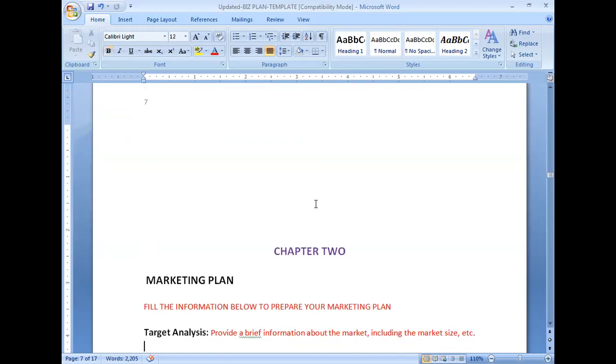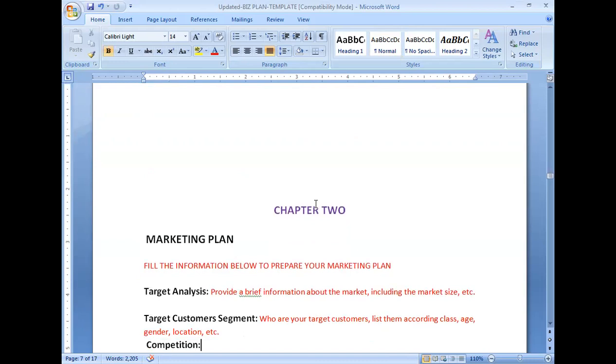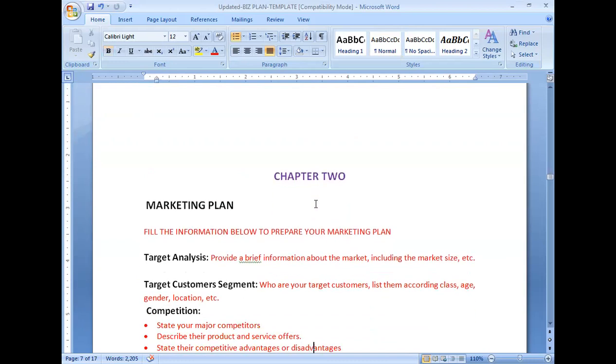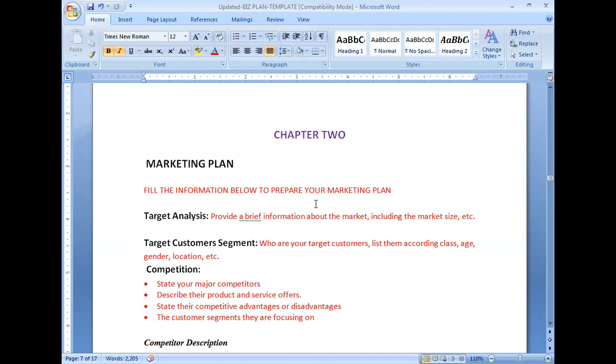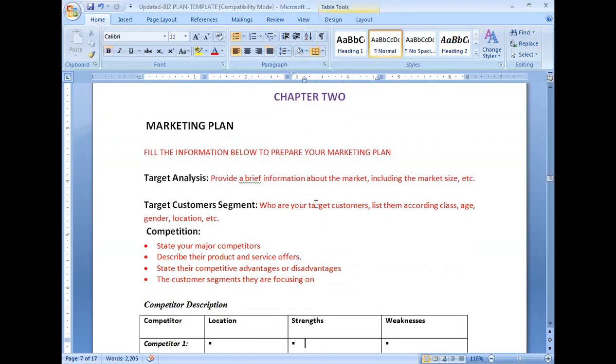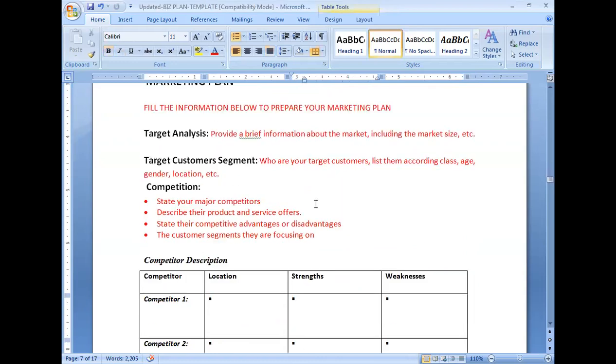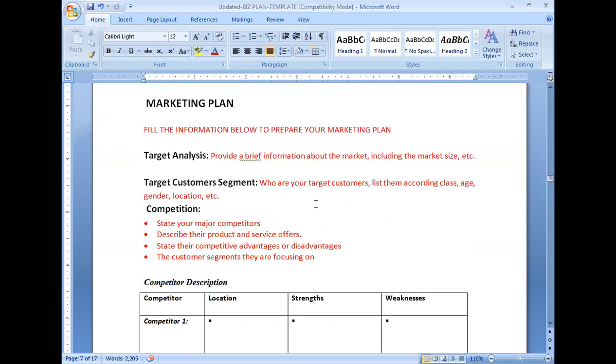All right, so having done that, you have completed chapter 1 of your business plan. Then chapter 2 is the marketing plan. Here we are talking about how you intend to market your product. With this chapter 2, we will know if there is really enough market or demand for your product. Then you also need to start with target markets. So this is supposed to be market analysis.